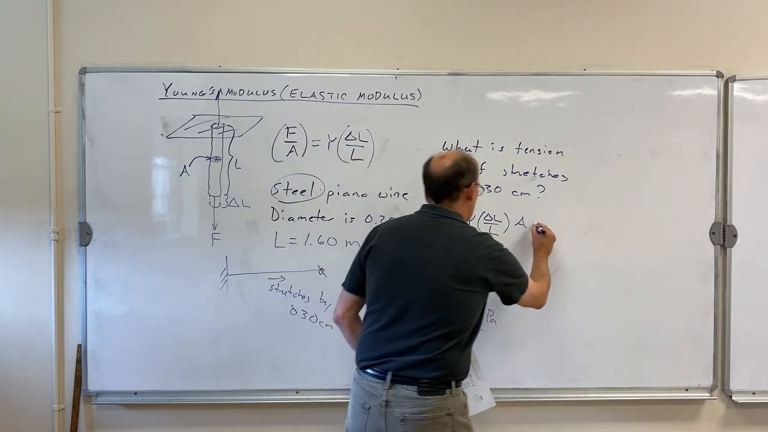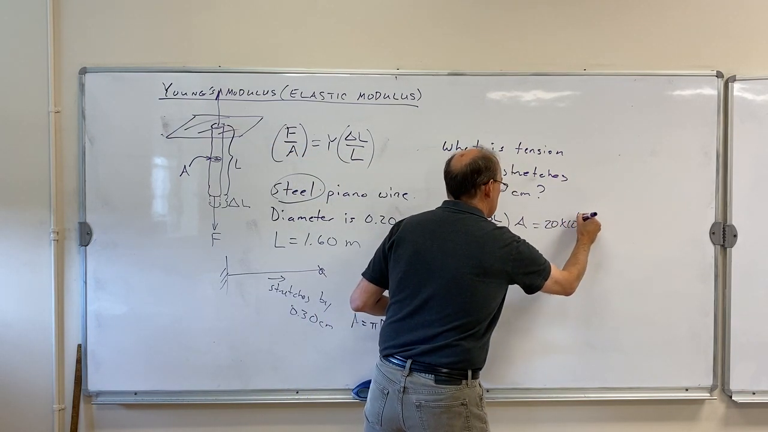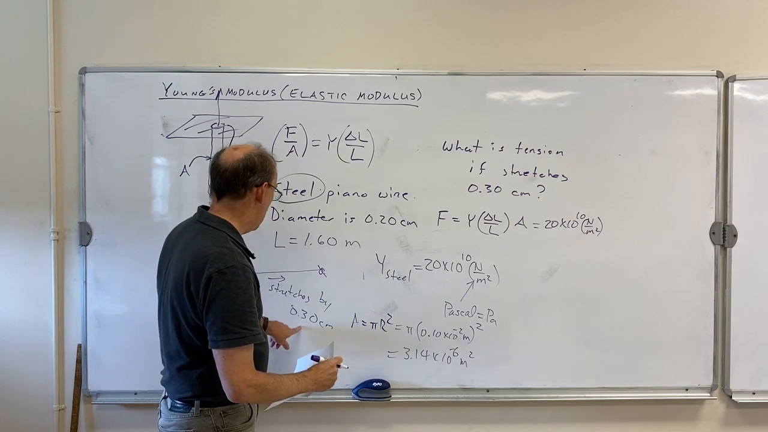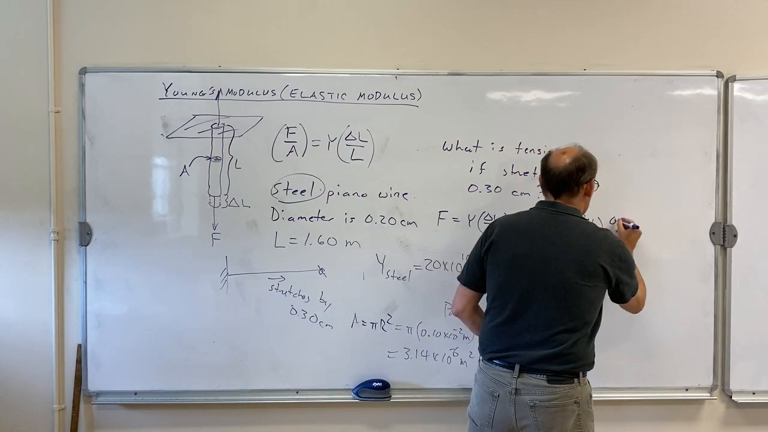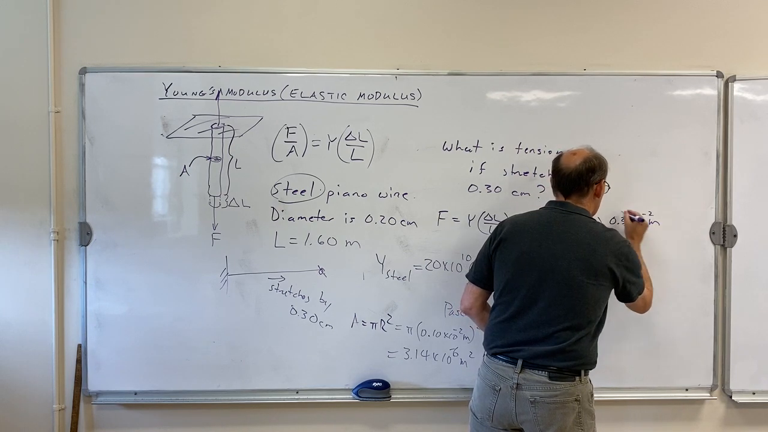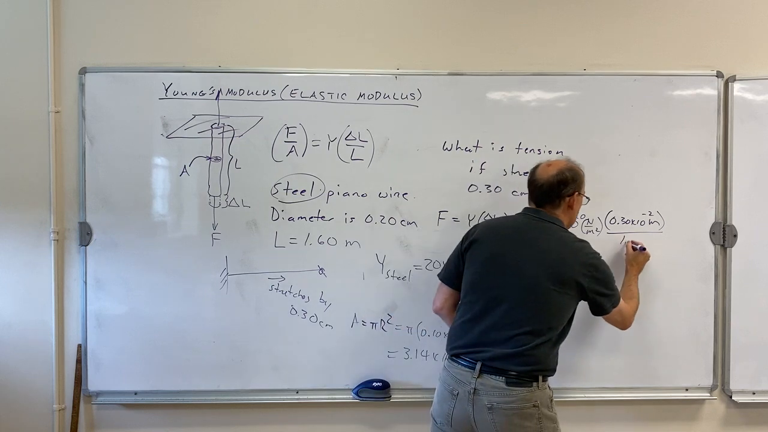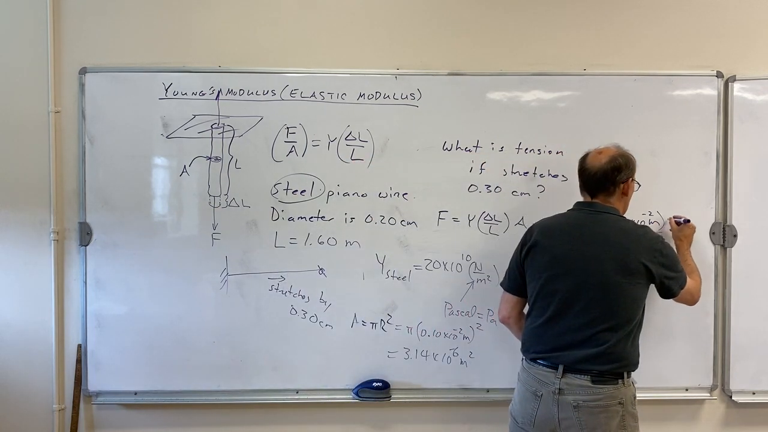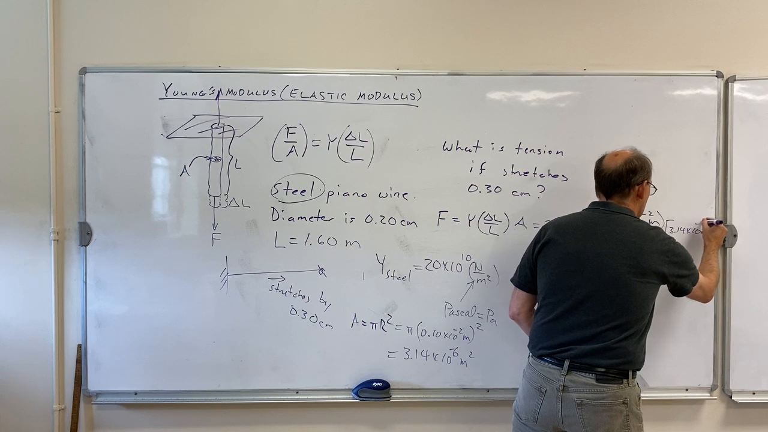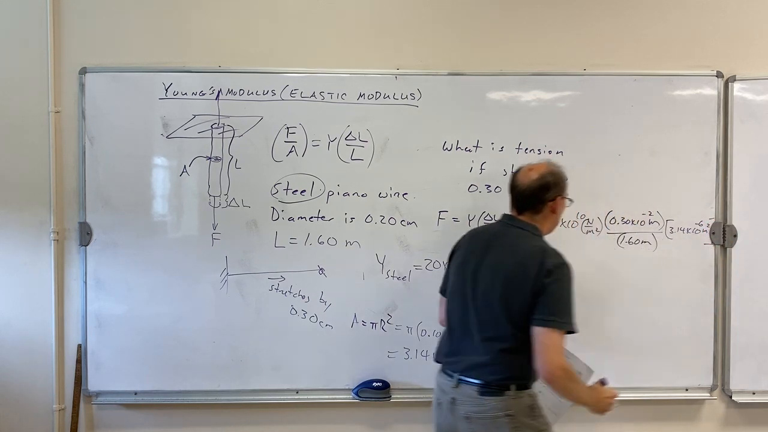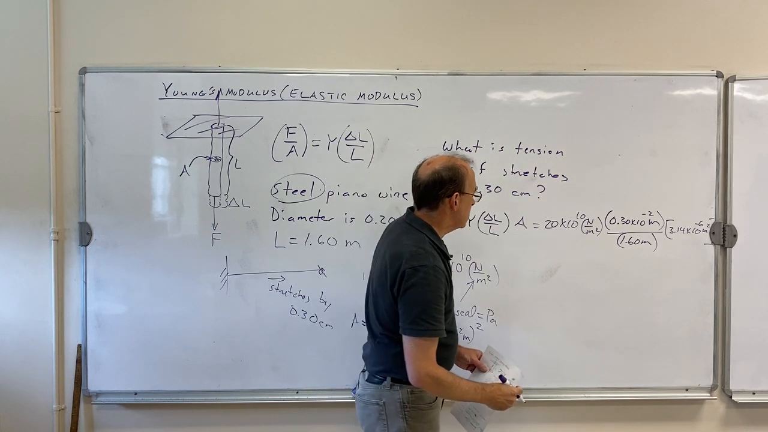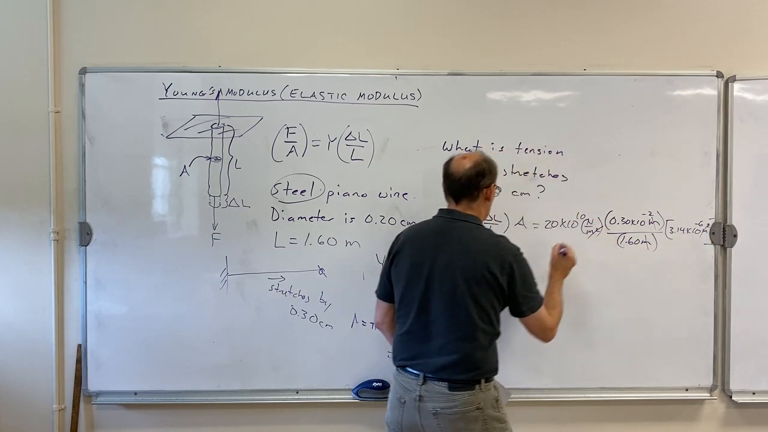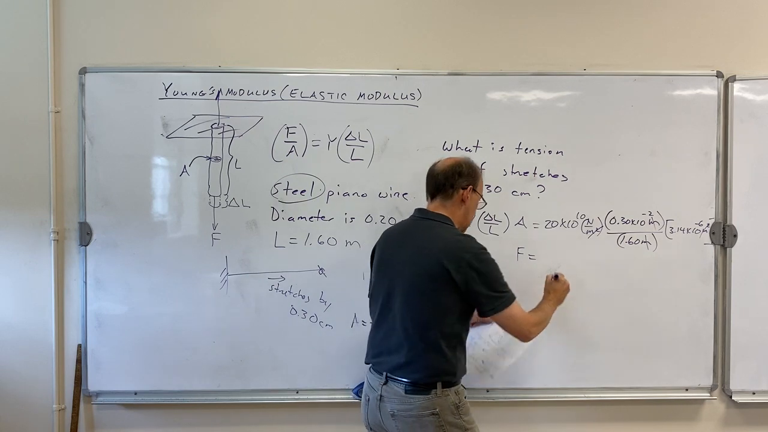And I plugged all those in. The 20 times 10 to the 10th newtons per square meter. Delta L over L: delta L is 0.3 centimeters, but I'm going to write it in meters, so 0.3 times 10 to the minus 2 meters, over L, which was 1.6 meters. Times my area, 3.14 times 10 to the minus 6 square meters. So meters cancels meters, meter squared cancels meter squared. I get newtons, which is what I wanted. That turns out to be 1178 newtons.